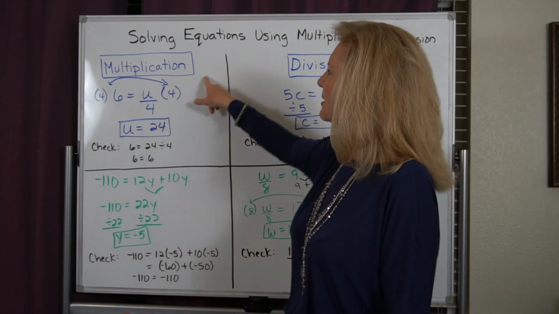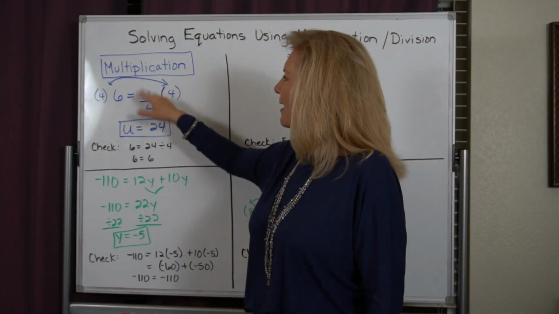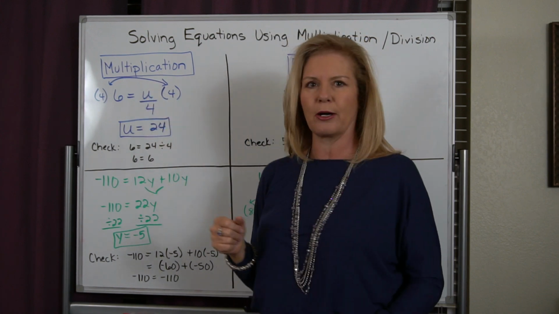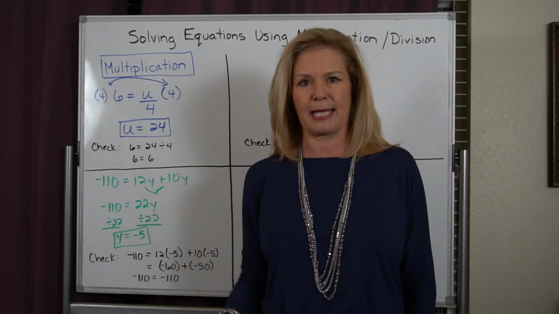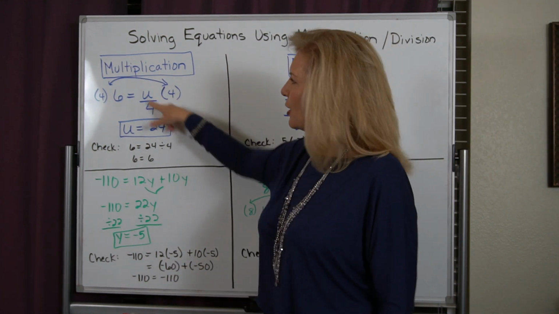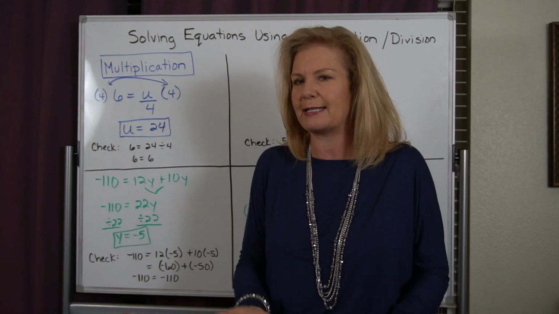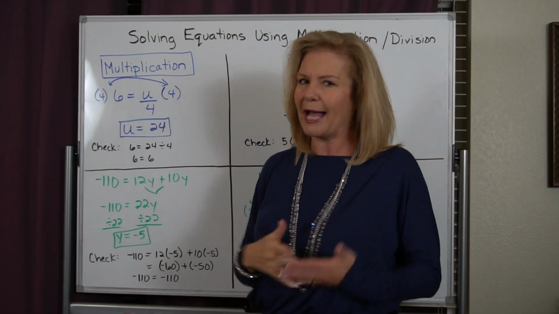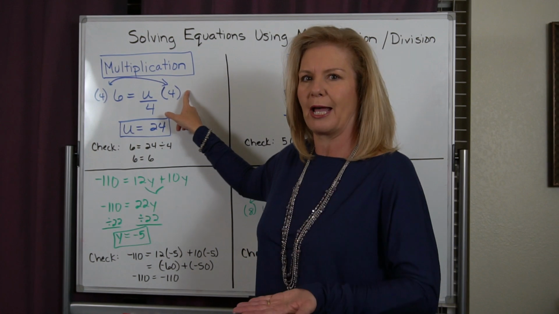So let's start with the multiplication problem. When I say multiplication, where I have my variable, notice it's some number divided by 4. Well, the inverse operation of division is multiplication. I always start on that side that has that variable, and I need to get the variable by itself. So I have to get rid of this divided by 4. Well, how do I get rid of it? That inverse operation, which is multiply by 4.